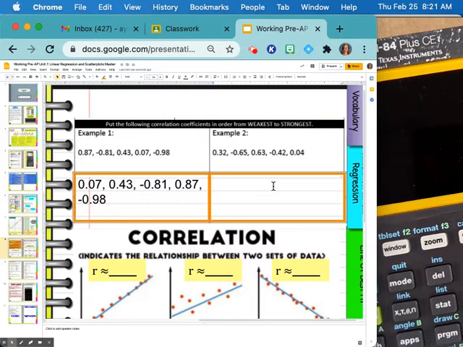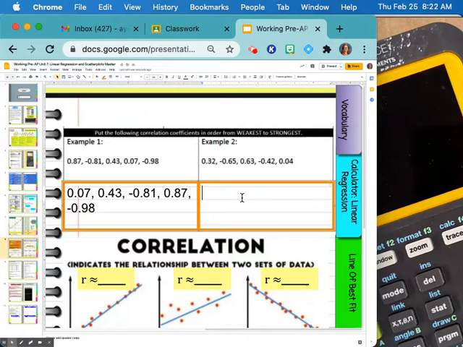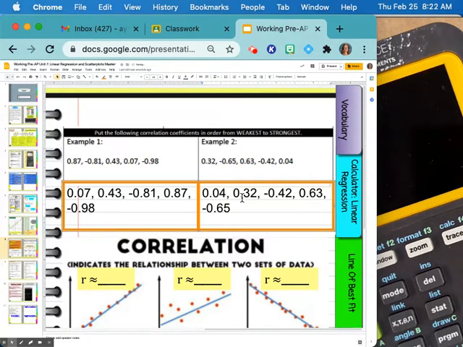Okay, go and do the next one on your own, and then we'll check it. All right, so let's see what you got. 4/100. 32/100. Negative 42/100. 63/100. And negative 65/100. So the strongest really isn't even that strong because it's not even that close to 1.